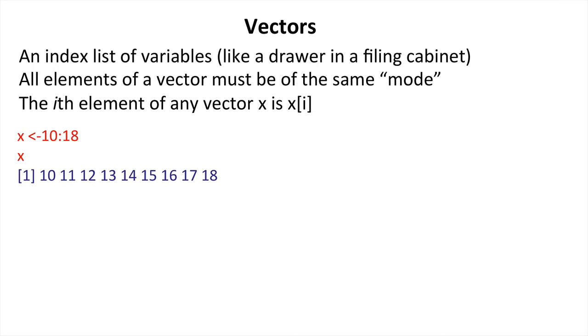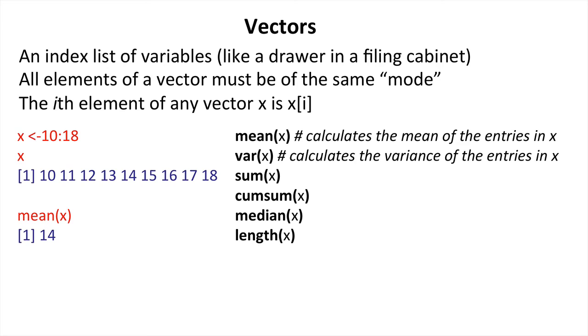That is a vector. What's the mean of those series of numbers? Well, we can call up tailor-made functions within R to ask that and simply say mean(x), and we see the mean there is 14. Here are a variety of these tailor-made functions which are all default within R. We have mean, we have the variance, the sum, cumulative sum, median, and even length in terms of the number of elements in that vector.